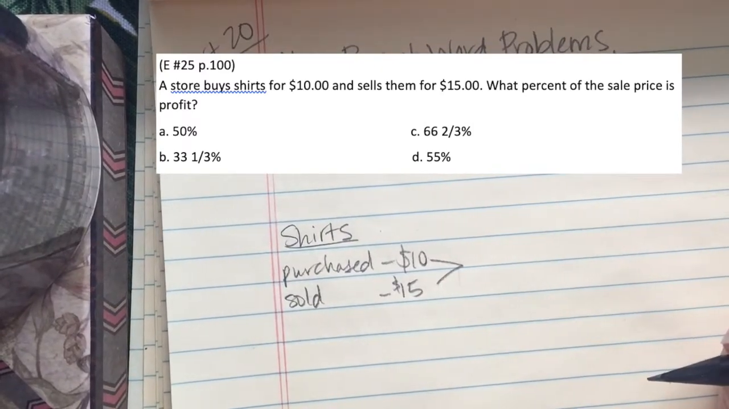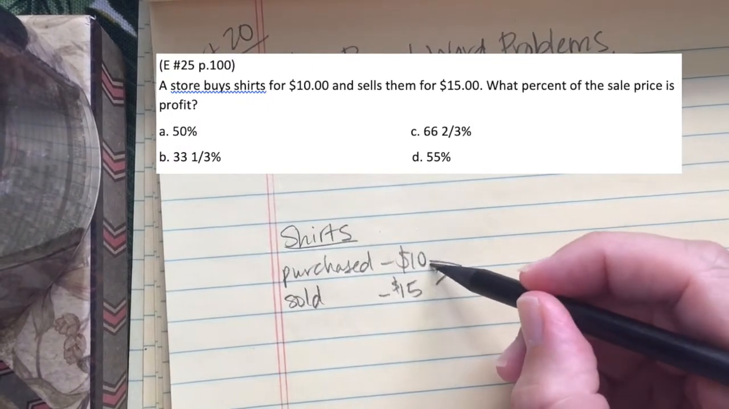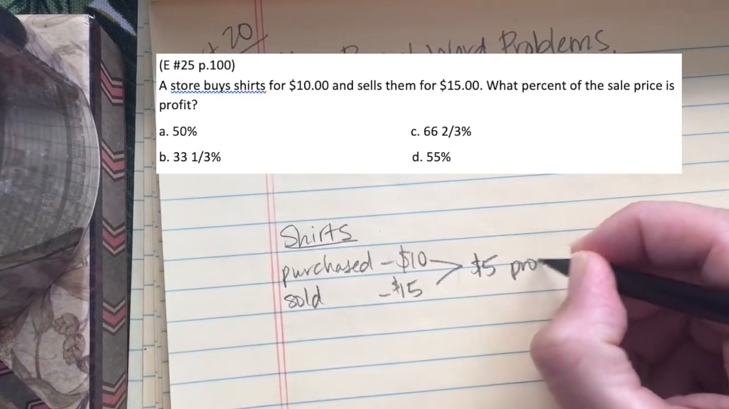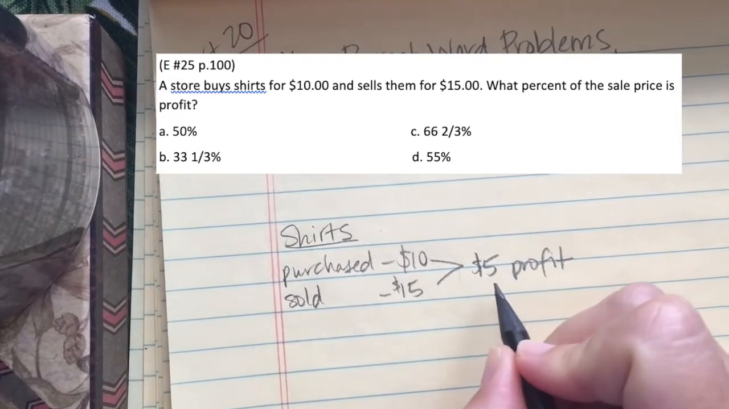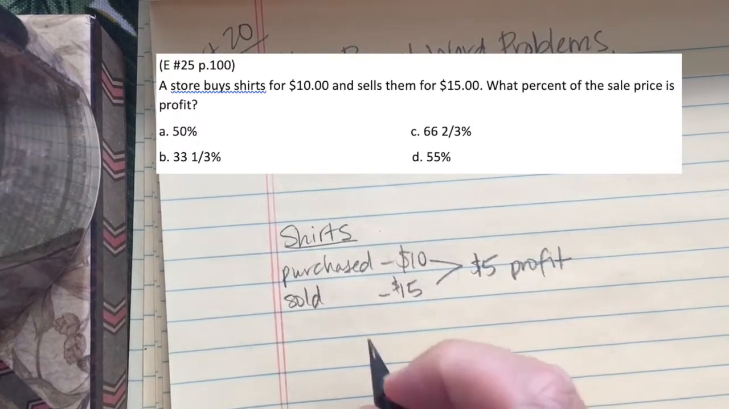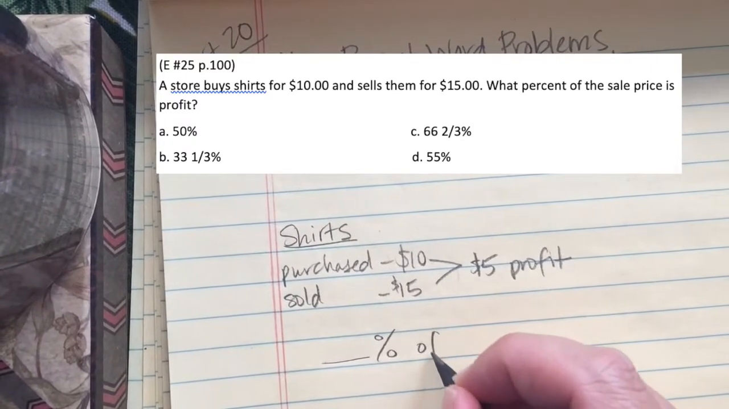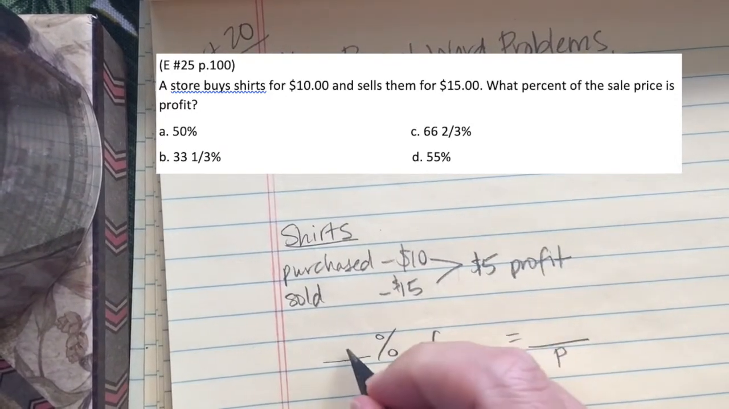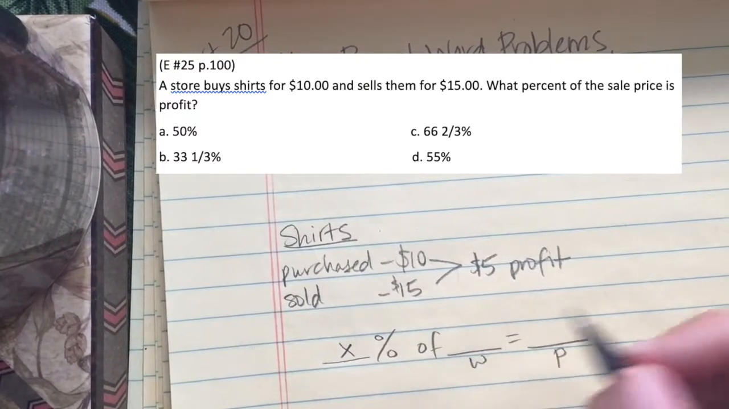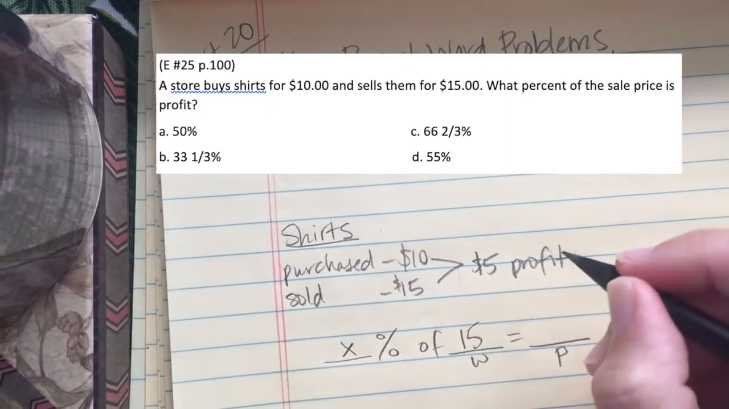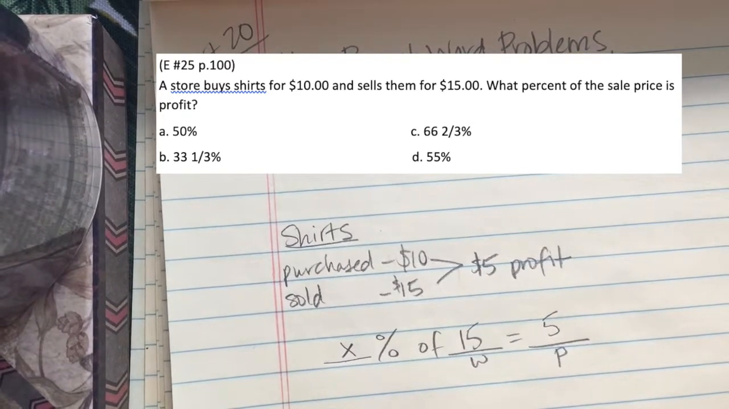So the first question I would want to know is, what is the profit that he's making per shirt? Well, if he's buying them for 10 and selling them for 15, he's making a $5 profit. Now the question is asking, what percent of the sale price is profit? So the question is asking, what percent, we don't know that, of the sale price, which is $15, is profit. We know the profit was $5.